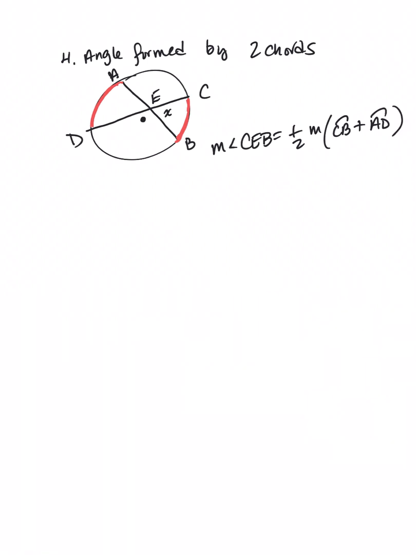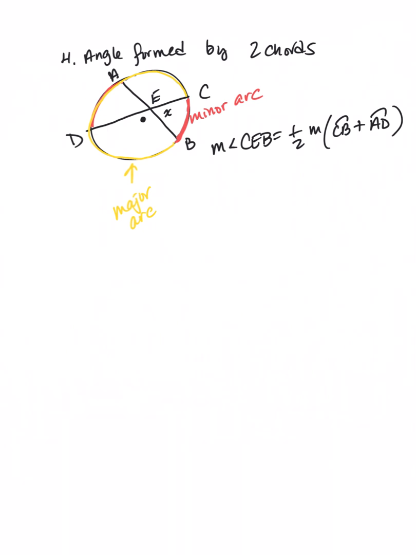Now, when I say arc, I'm talking about the minor arc. When I'm saying the arc from C to B, I'm not talking about going in this direction. That is a major arc. So when I'm discussing these things, I'm talking about the minor arc. Okay, so just keep that in mind, kids.